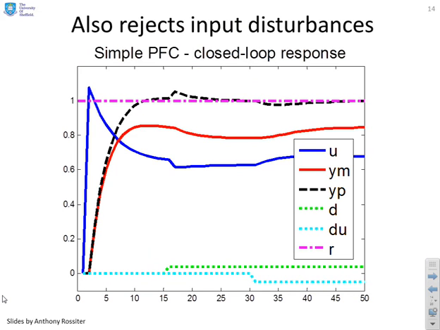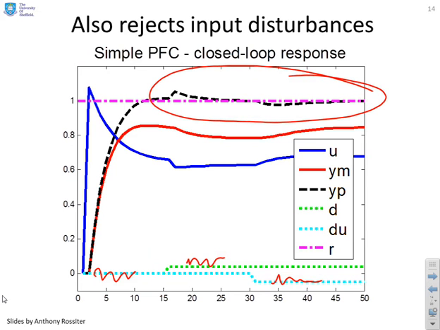Here, I've added an input disturbance. So you'll notice we've got just a target in the first bit along here, and then we've got an output disturbance, and then we've got an input disturbance. I can add all these different difficulties, but what do you notice? I get offset-free tracking. It's working.